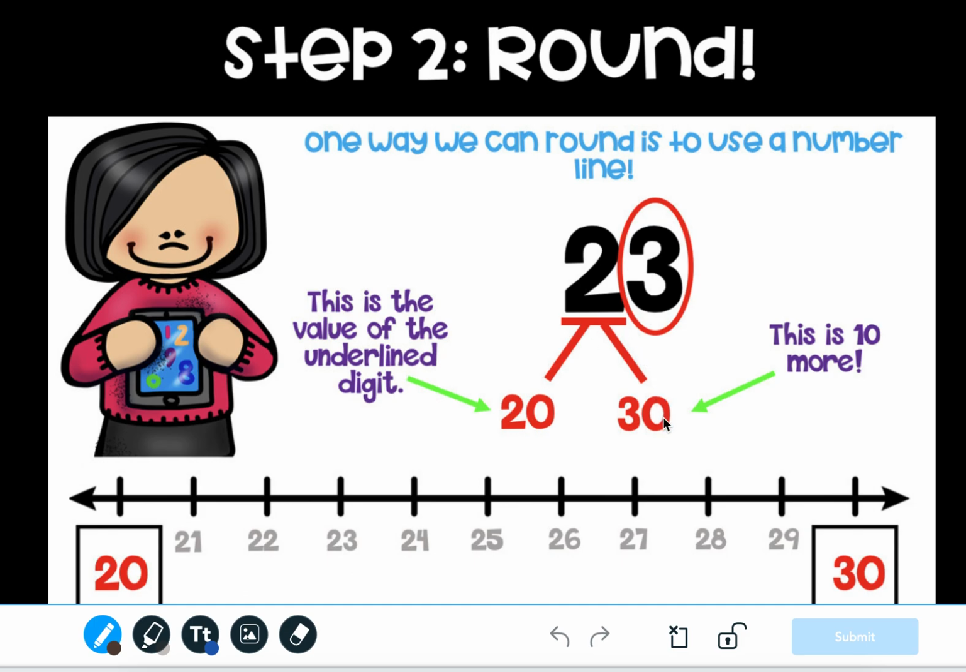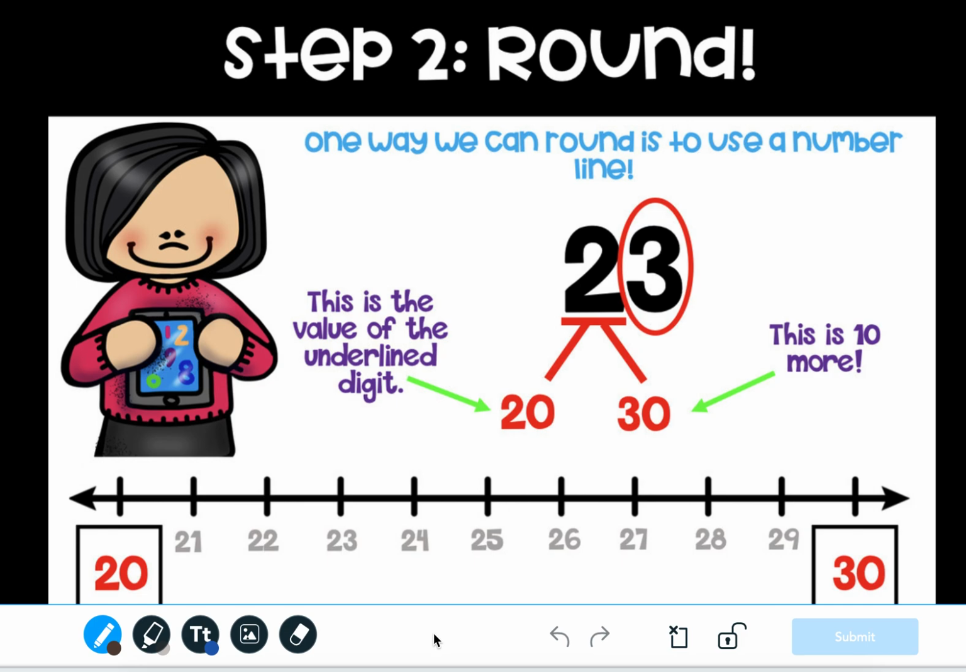That's 30. This is our first and last number on our number line. My number line starts at the number 20 and ends at the number 30. In between, we fill in the ones: 20, 21, 22, 23, 24, 25, 26, 27, 28, 29, and 30.